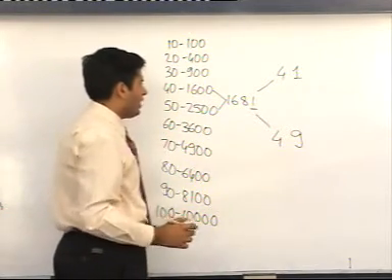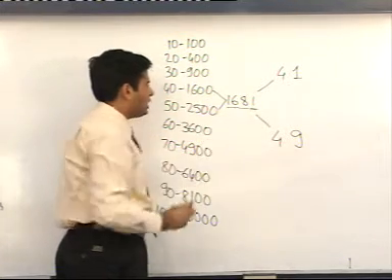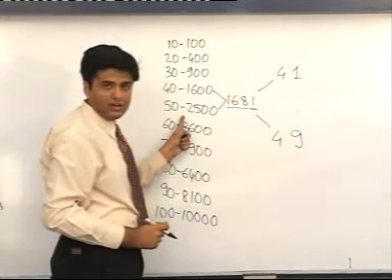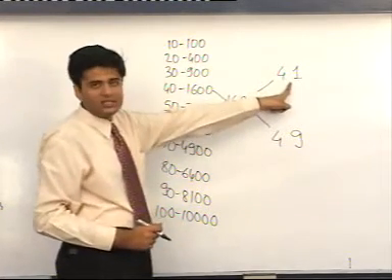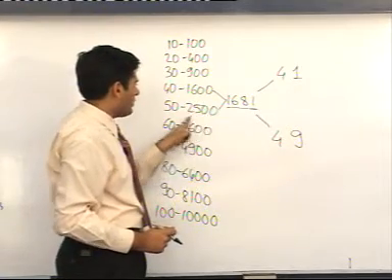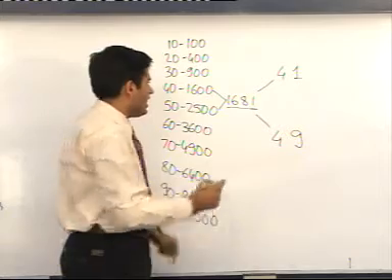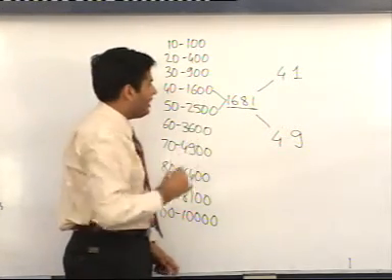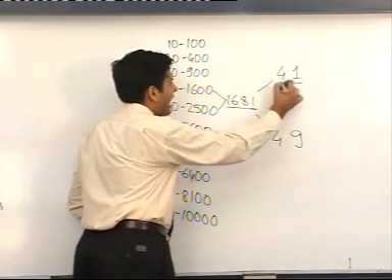What do we observe now? Is 1681 closer to the smaller number 1600 or bigger number 2500? If it is closer to the smaller number, we will take smaller as the answer, and if it is closer to the bigger number, we will take bigger as the answer. In this case we see 1681 is closer to 1600, the smaller number. Therefore out of 41 and 49, 41 is smaller, and hence this becomes our answer.